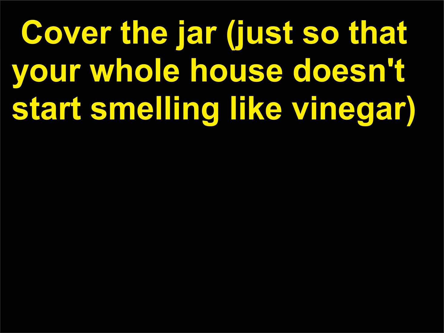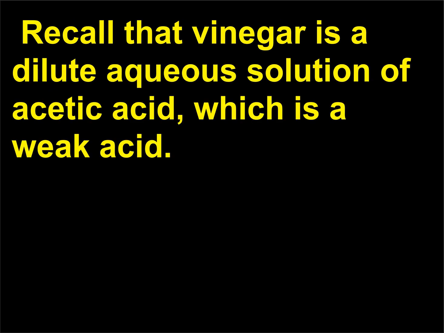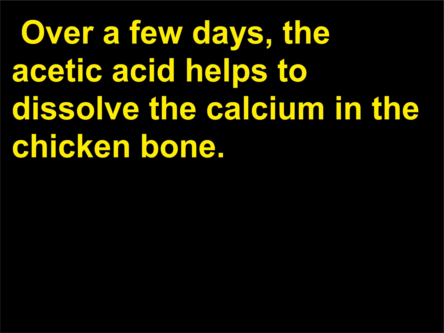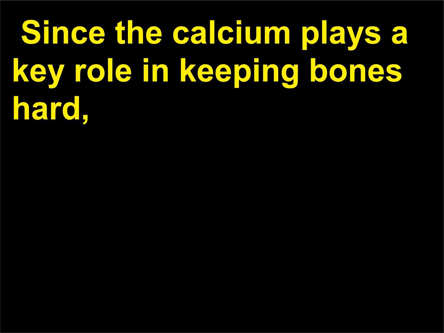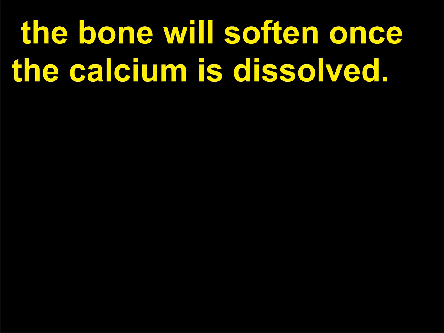Cover the jar, just so that your whole house doesn't start smelling like vinegar, and let it sit for about 3 days. Recall that vinegar is a dilute aqueous solution of acetic acid, which is a weak acid. Over a few days, the acetic acid helps to dissolve the calcium in the chicken bone. Since the calcium plays a key role in keeping bones hard, the bone will soften once the calcium is dissolved.